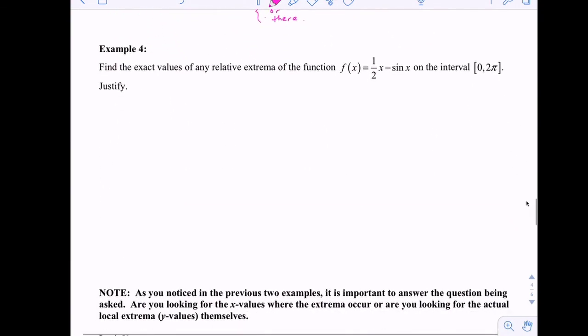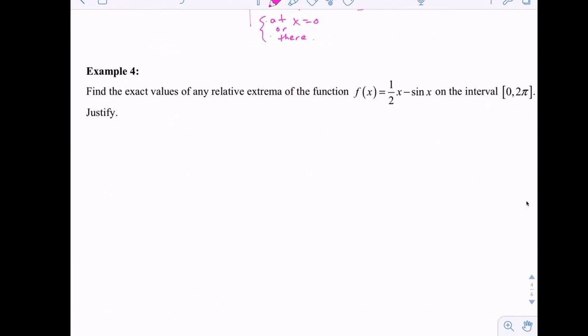All right, I'm going to let you start example 4 then before lunch. See if you can do it on your own. Do the same thing. Now notice on example 4, it's asking you for the exact values of any relative extrema. So are you needing to walk away with the y values or the x values? The actual y values. Now it does say to justify, so you're still going to have to say why the maximum y value is the local max and why the local min is the local min.